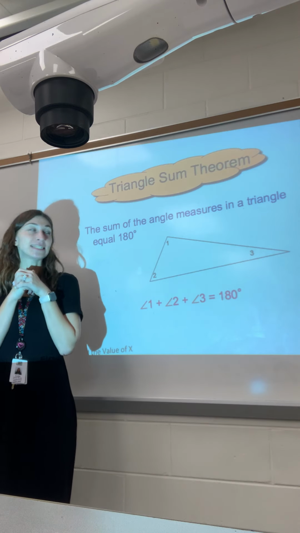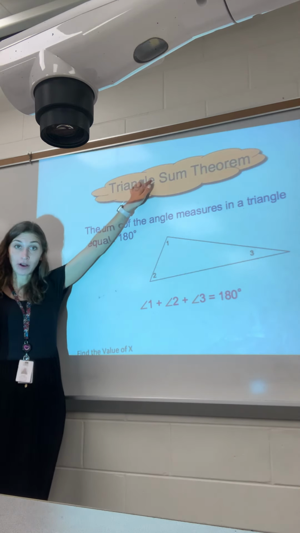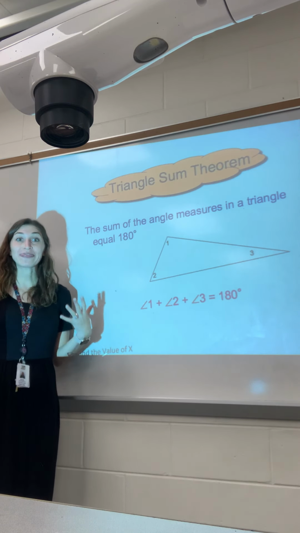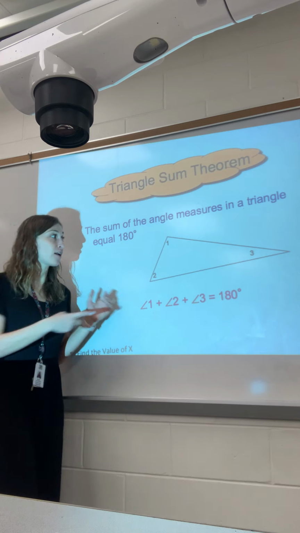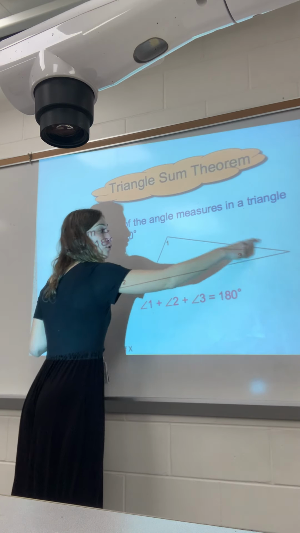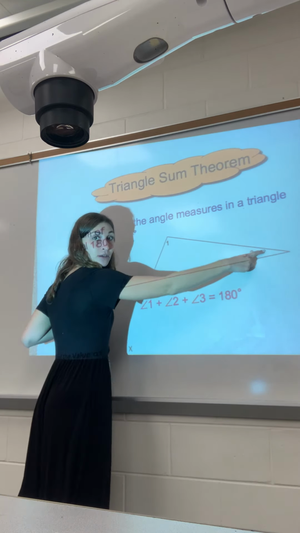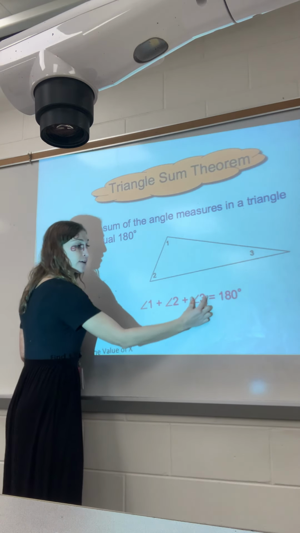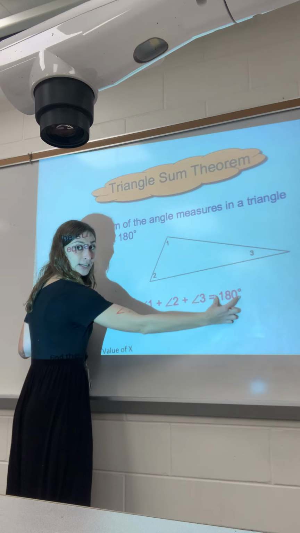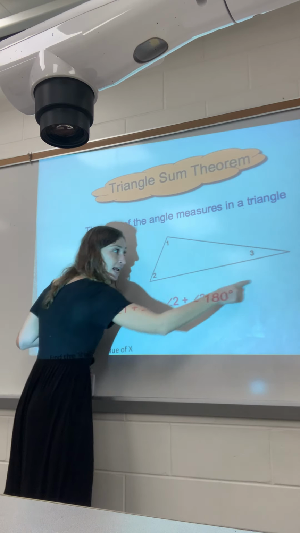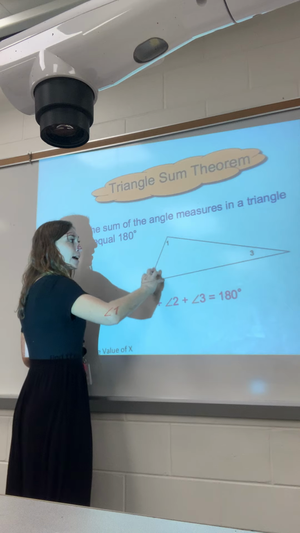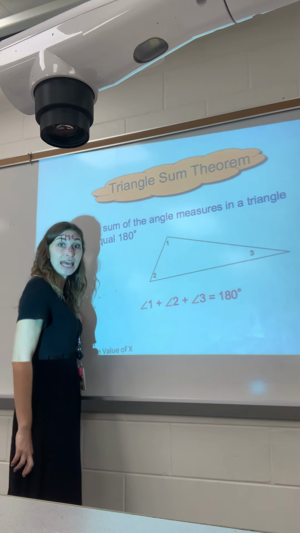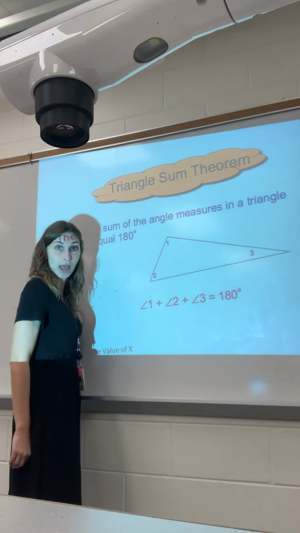Today's lesson is the triangle sum theorem. This is one of the theorems that we learn in geometry. What this theorem tells you is that all three angles in a triangle add to give you 180. So angle 1 plus angle 2 plus angle 3 gives you 180 degrees. There are 180 degrees in a triangle. Adding up all the angles together should give you 180 degrees. If it does not, then it is not a triangle.